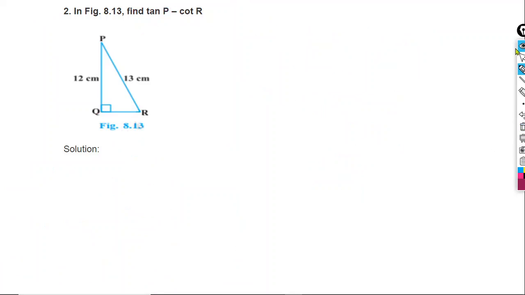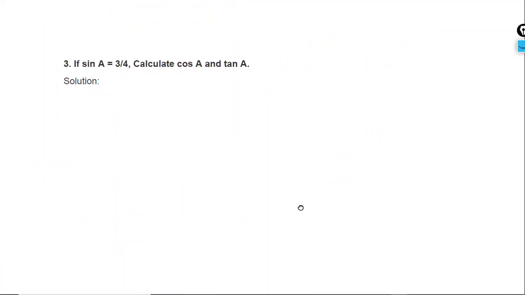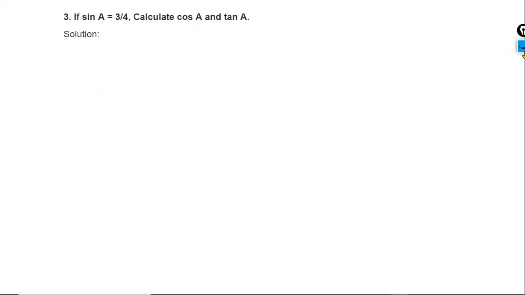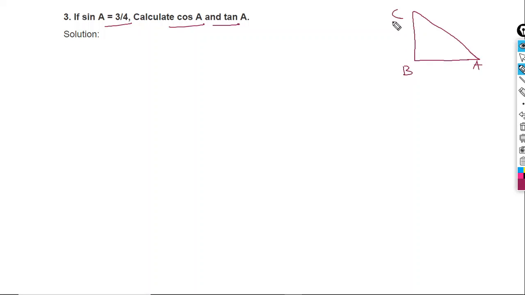Well, now we'll move to another question. Question number 3. So let's read. If sin A equal to 3 by 4, calculate cos A and tan A. Okay, so first let's draw a figure, draw a right angle triangle ABC in which angle A is here, angle B is 90 degrees. Sin A is equal to 3 by 4, it is written.